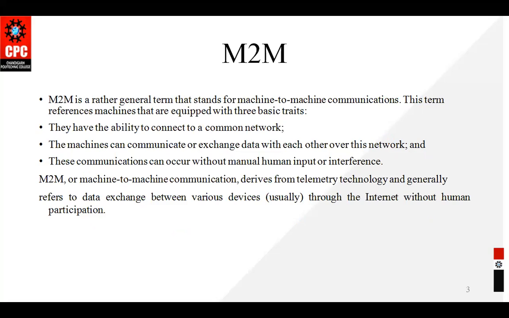Now, M2M is used for machines that are equipped with three basic traits or characteristics. Number one, they need to have the ability to connect to a common network. They should have something in their system that will connect them to the network or the internet. Then, machines can communicate or exchange data with each other over this same network. And third, the communication can occur without manual human input or interference. These are the three basic characteristics that need to be present in any type of devices that are connecting across M2M.